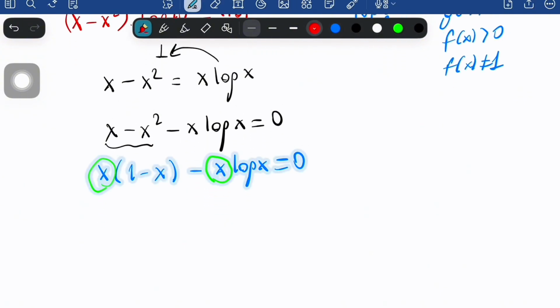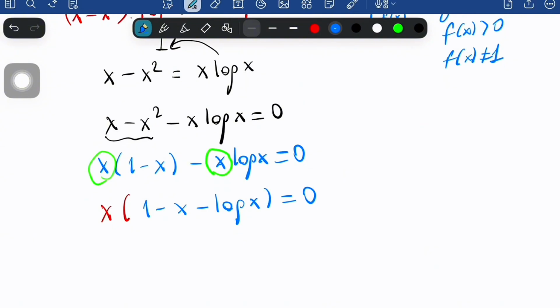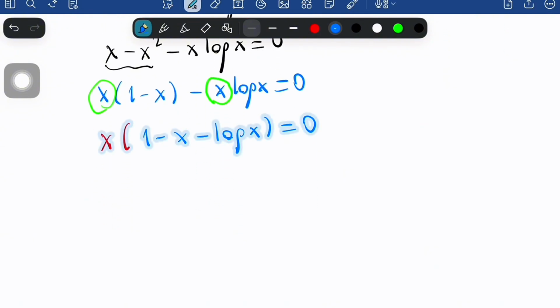If I take x as the common factor out of the bracket, what will be left? We have 1 minus x minus logarithm x, and we get the equation equal to 0. What does it mean if this result is 0? It means x is 0, or 1 minus x minus logarithm x is 0.